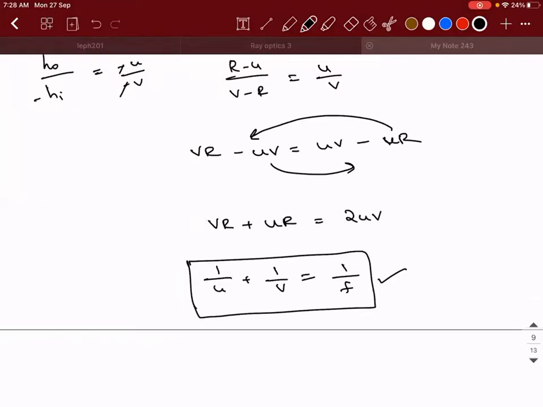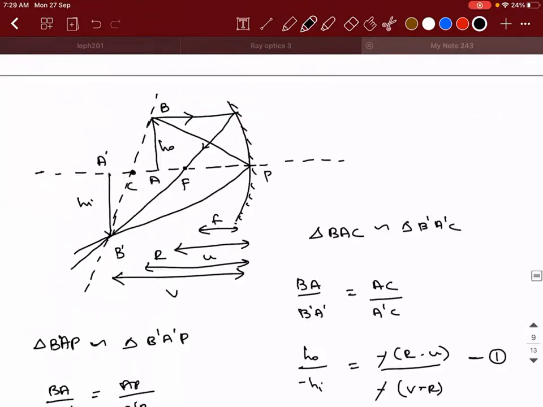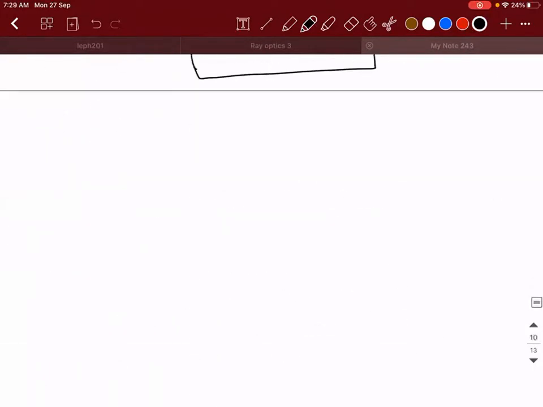Is it clear? So we use the same steps as the derivation, but for a different ray diagram. Yes. For you to understand it better, you can take a concave mirror and try.